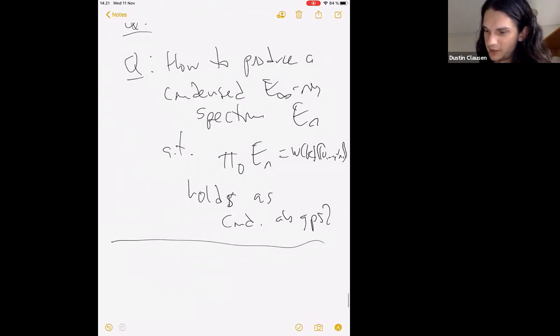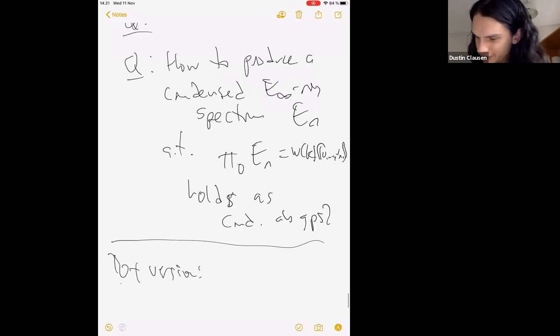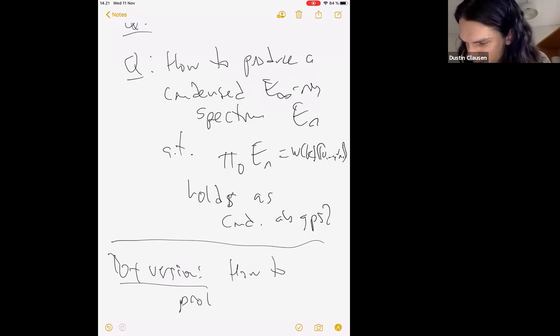But let me now describe the toy version. This is going to look really silly, but there's a reason I'm going to do it. How to produce Zp as a condensed ring.